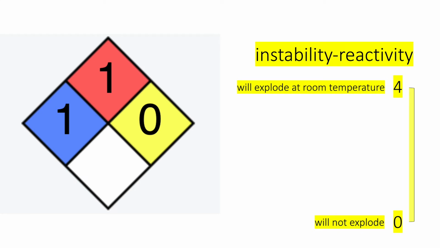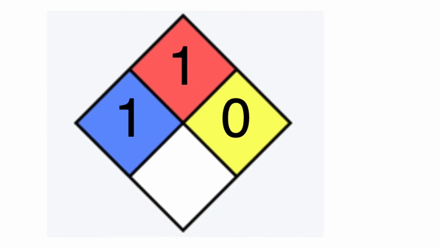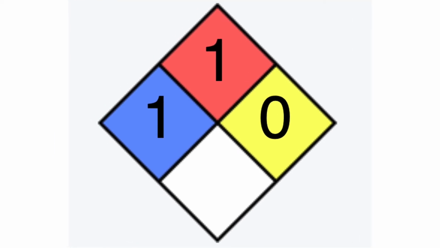And it's also on a scale from 0 to 4. In this case, 0 means the molecule will not explode no matter how much you shake it, and 4 means it will explode at room temperature if you disturb it. As a 0, you don't have to worry about fluorenone exploding in your hands in the lab. Because the white diamond at the bottom is blank, there are no special considerations you have to take into account when you're handling fluorenone.